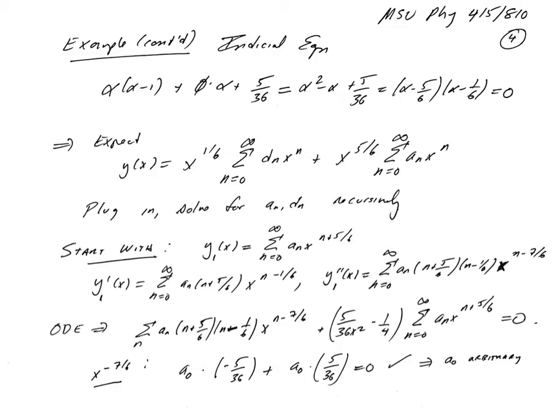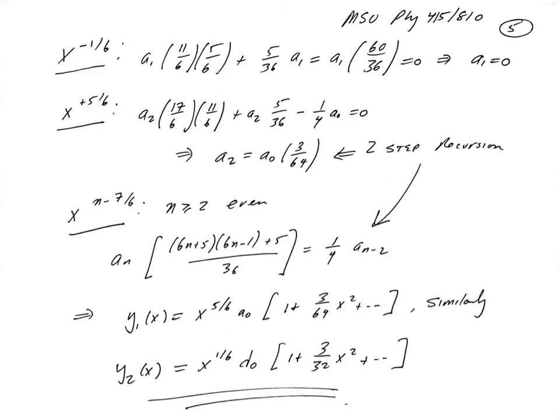The lowest power of x occurs from the n equals 0 term here, x to the minus 7/6. The n equals 0 term here combines with the 1 over x squared term, which is also an x to the minus 7/6. Those coefficients are a0 times 5/6 times minus 1/6, or minus 5/36, and a0 times 5/36. You see that vanishes identically, so we did solve the indicial equation correctly, and we can see that a0 is arbitrary. It corresponds to the arbitrary coefficient which can multiply any solution of a linear differential equation.